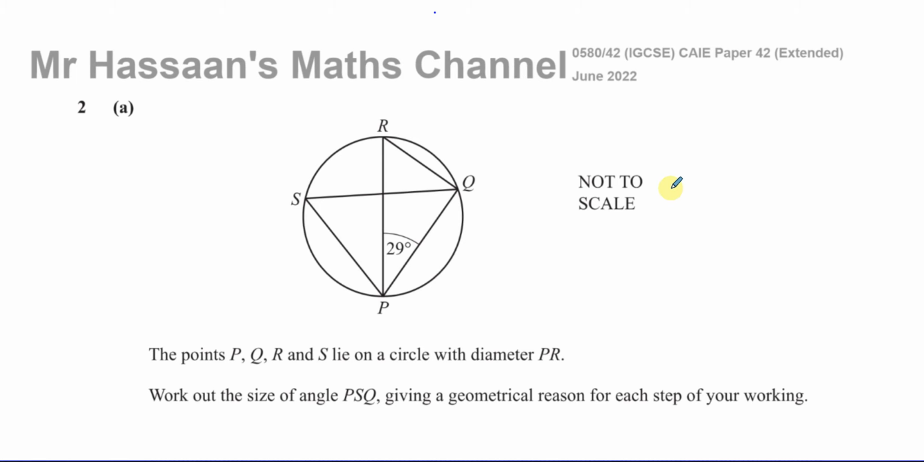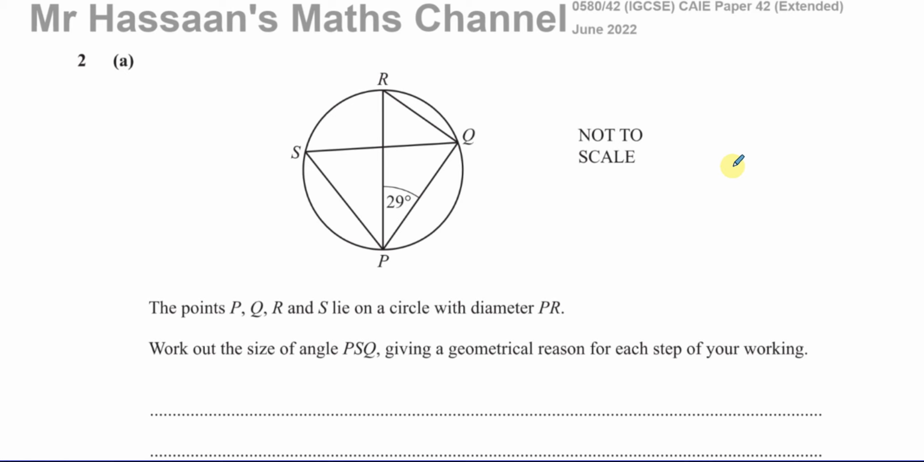This question here is about angles in circles. So 2-part A, we've got this circle. We're told that the points P, Q, R, and S lie on a circle with diameter PR. So these are all on the circumference of the circle. And the important thing here that's going to help us in this question is that the diameter is PR. This is the diameter of the circle. It splits the circle into 2 equal halves.